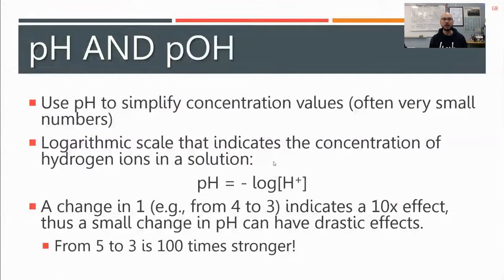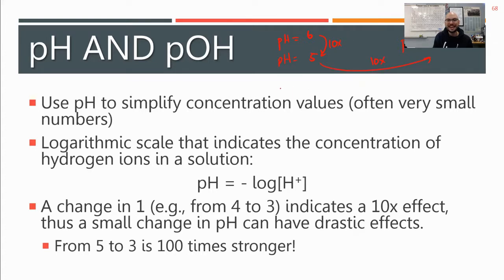So pH and pOH are used to simplify really small numbers, like we often see with H plus and OH minus concentrations. A change of one in pH is actually a tenfold effect because pH is on a logarithmic scale. So let's consider three acids. We've got an acid with a pH of 6, an acid with a pH of 5, and an acid with a pH of 4. From 6 to 5 is a 10 times effect, and then from 5 to 4 is also 10.